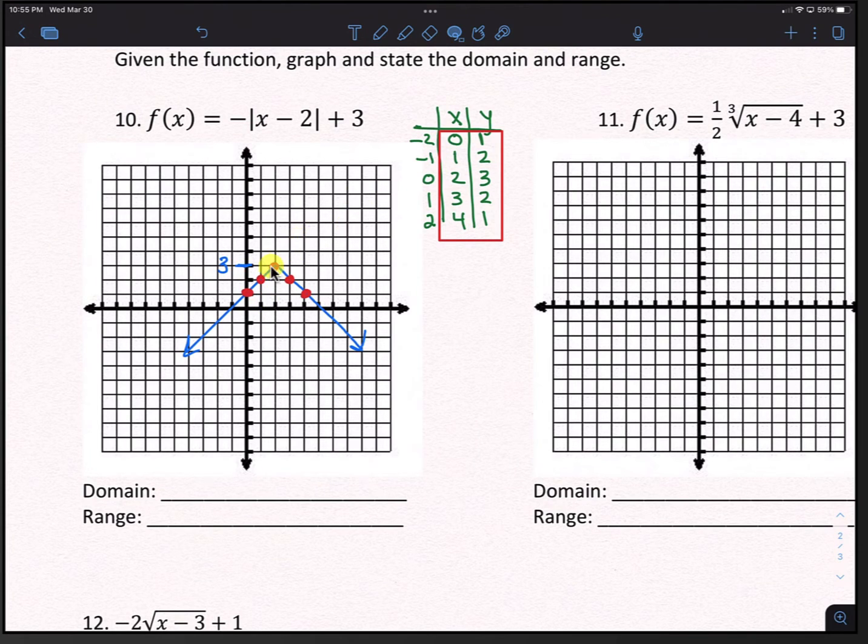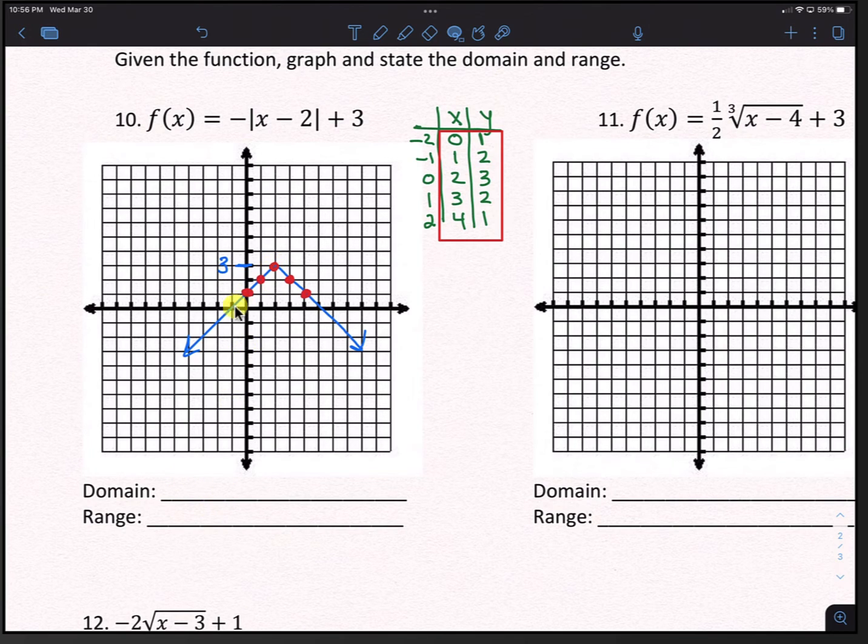All right, 0, 1 is here, 1, 2 is here, 2, 3 is here, this is 3, 2, and this is 4, 1. And then you just connect the dots and you have this V shape, and that is what the absolute value is supposed to look like. As you can see, this is upside down. It's an upside down V shape, and that is because of the negative that was in front of the absolute value. All right, to finish this, we need to state the domain and the range.